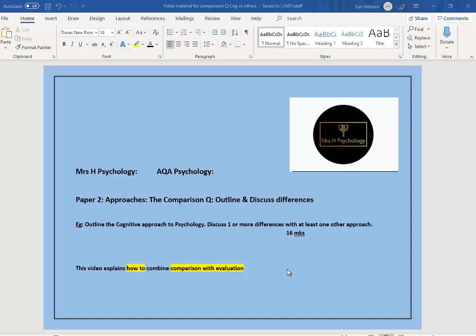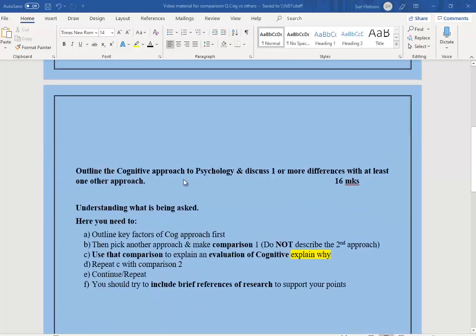We first of all have to do an outline of AO1. Outline the cognitive approach. And here is what we need to do with a question like this, where they're asking you to outline one particular approach, but then discuss differences or discuss limitations or whatever. This one is discuss differences. So first of all, you outline the key factors of the cognitive approach, AO1. Pick another approach and make comparison 1.